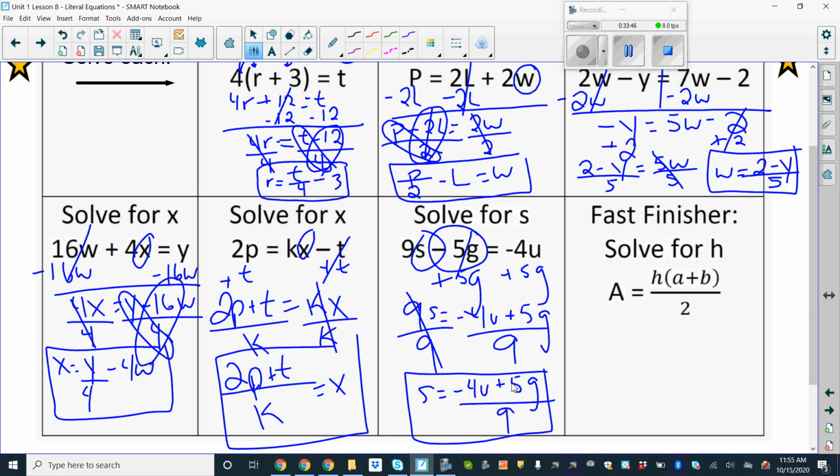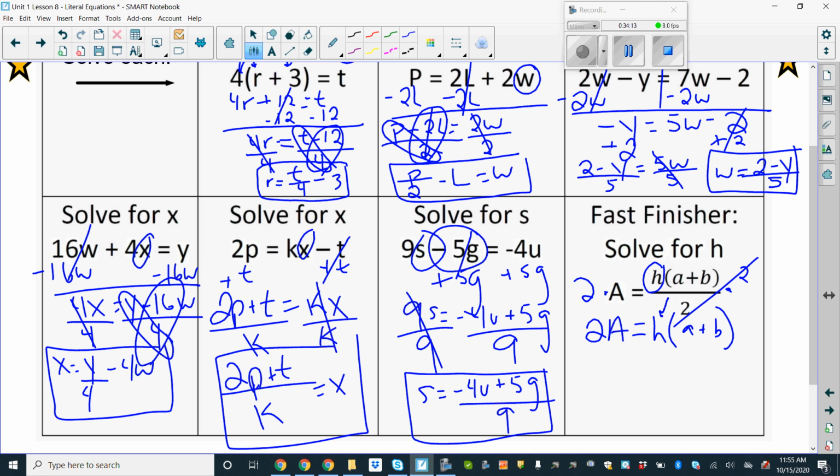Fast finisher, we have to solve for h. So we want to get rid of whatever is in this denominator first. So the denominator, this is a division problem. So we have to get rid of the 2 by multiplying by 2, because the opposite of division is multiplication. So we have 2A, and if it's a large A, keep it a large A, equals h times (a plus b).